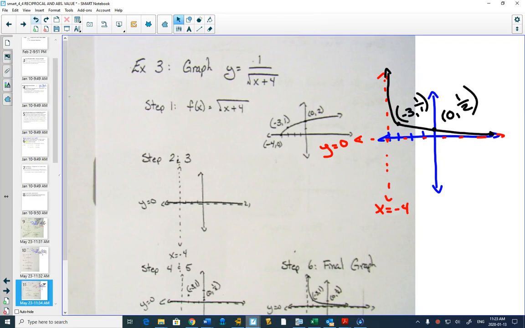Why is there nothing to the left of x equals negative 4? Because you can't. They're non-existent to begin with.